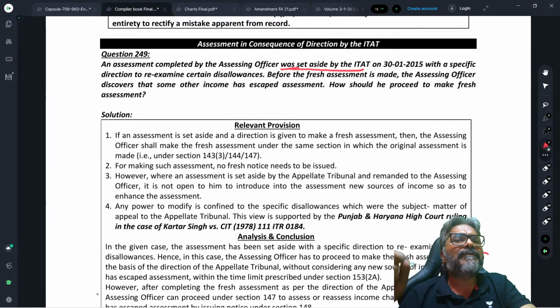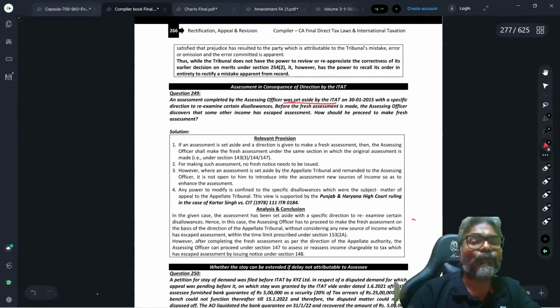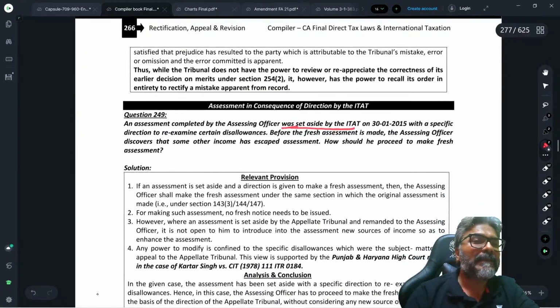Since the ITAT is the final fact-finding authority, all the questions of facts are decided at the ITAT level. Many a time, due to the absence of proper facts, the facts are not sufficient, and the ITAT is not in a position to give its judgment properly. Do you know what the ITAT does? It remands the case back to the assessing officer. The remand back from the ITAT is of two types.